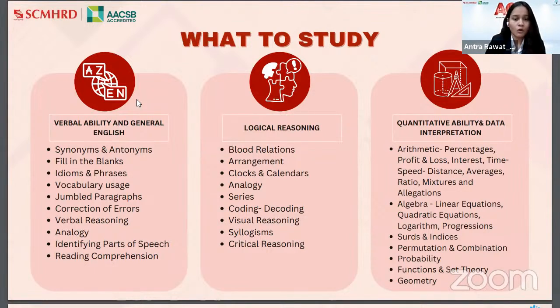Apart from that, all these topics that we are giving you, this list is not an exhaustive list. We're not saying that these are all the topics that you have to read, but this is just the gist of the topics that you have to go through before appearing for the SNAP. So next slide, please.